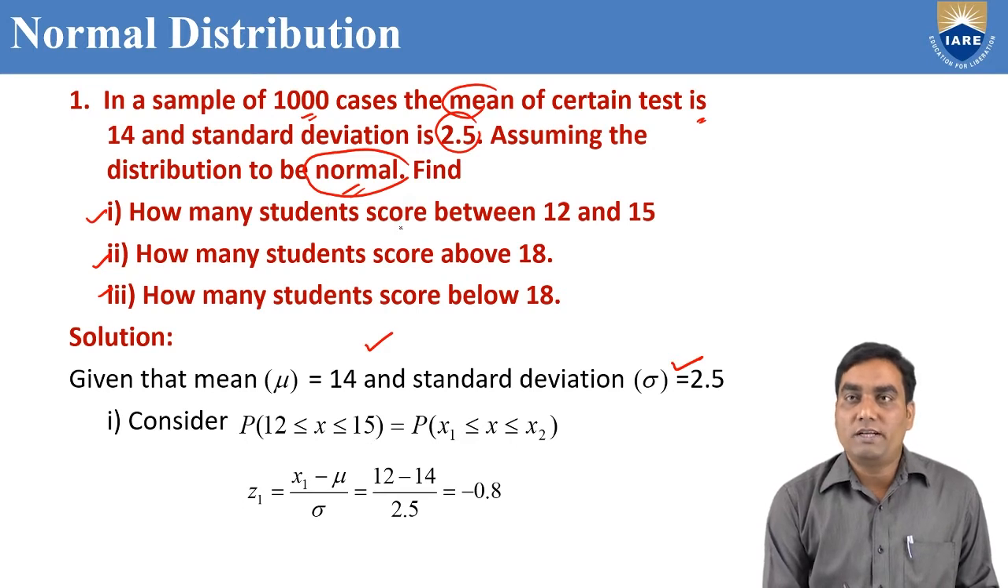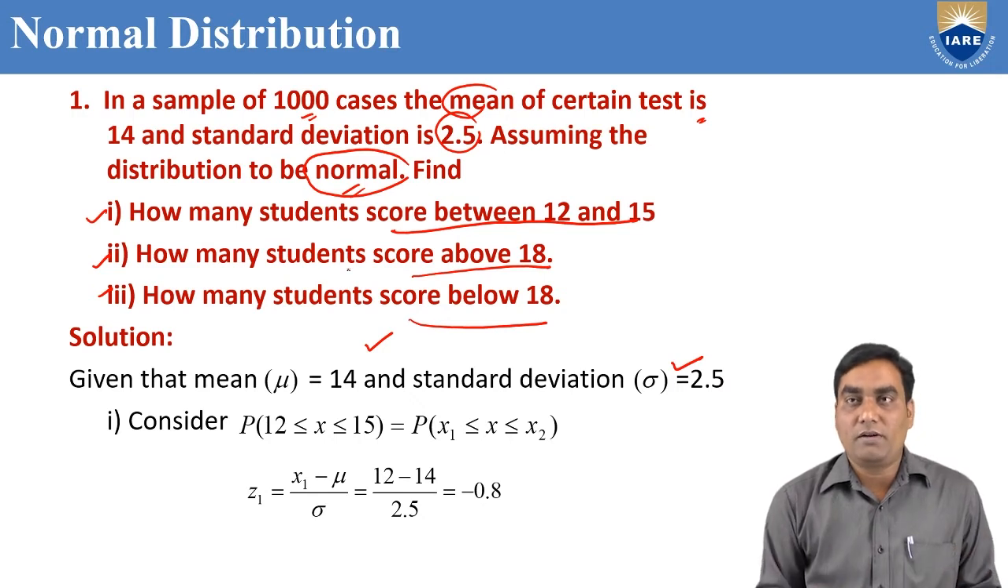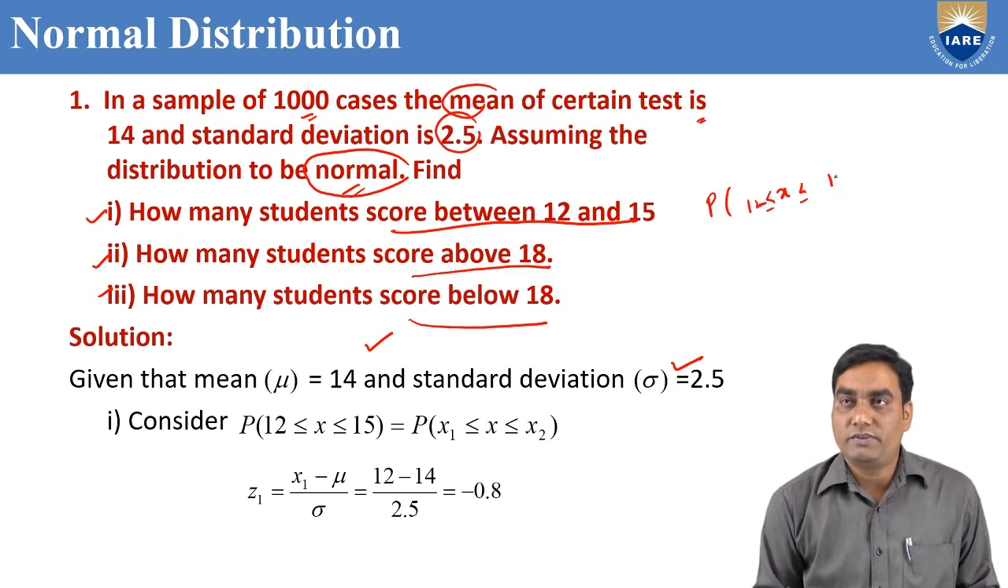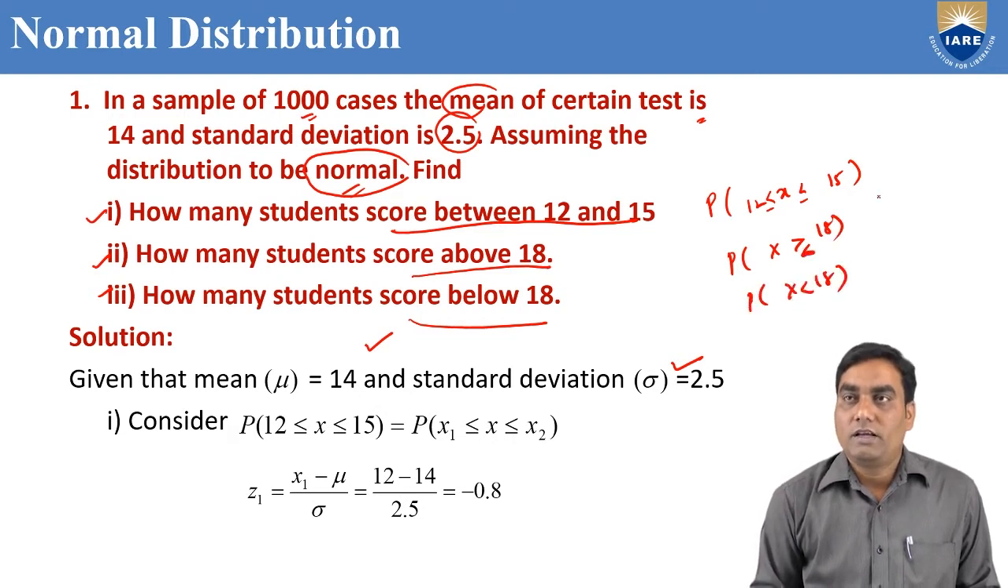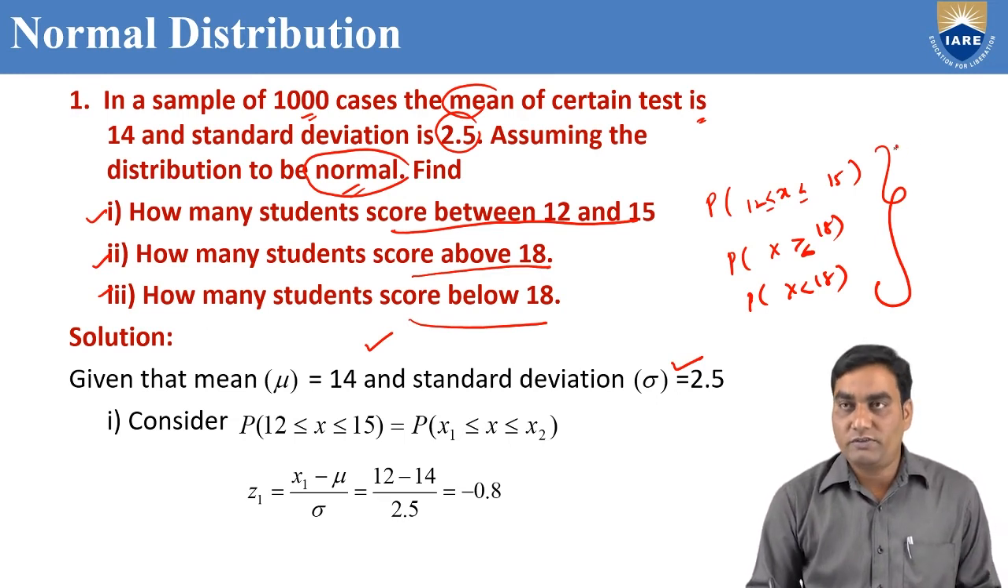First one, how many students score between 12 to 15, and how many students score above 18, and how many students score below 18. See, before going to calculate the number of students, first we need to find out the probability of x between 12 to 15 and the probability of x greater than or equal to 18, above 18 and below 18. You calculate these by using normal distribution. After that, you can multiply with the total number of students, which is 1000. Then we will get the number of students who score between 12 to 15, more than 18 and below 18.